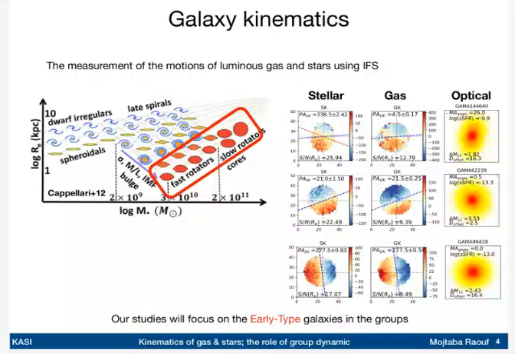These are three samples from the SAMI galaxies. You can see in the map of size and stellar mass, introduced by Cappellari in 2012, lots of galaxy types there. You can see the different types of galaxy sizes against the stellar mass, which is divided into the fast and the slow rotator galaxies.